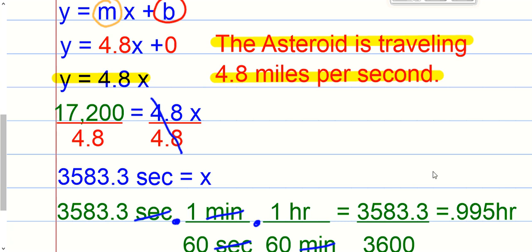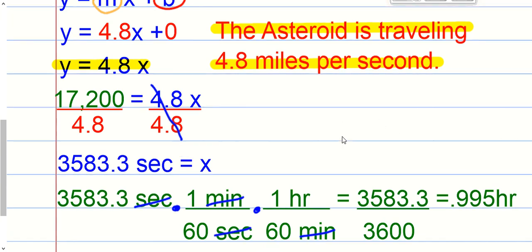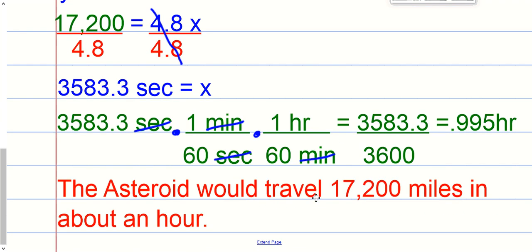Again, like I asked before, whenever are you going to say it took about 0.995 hours to travel? You're not. You're going to say it took about an hour, because that's very, very close to an hour. So the asteroid would travel 17,200 miles in about an hour. And that is the third answer that it told you to find. All right, that's all of example 1.